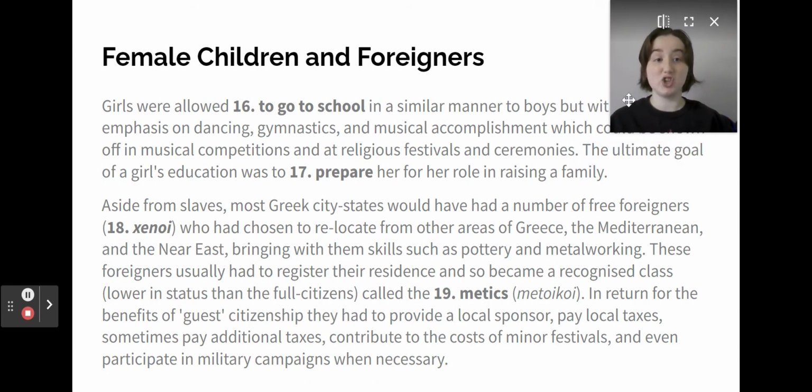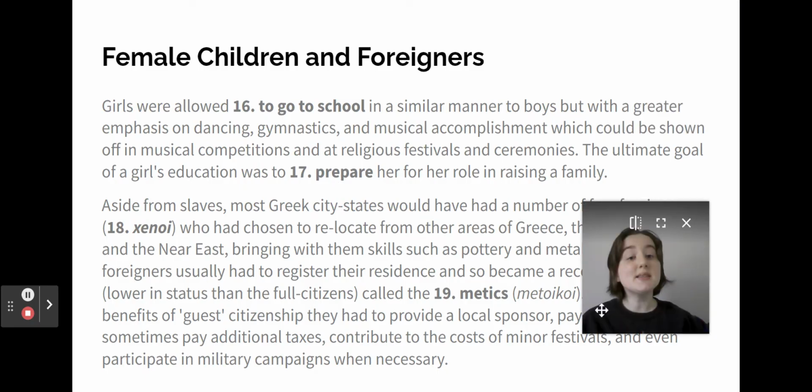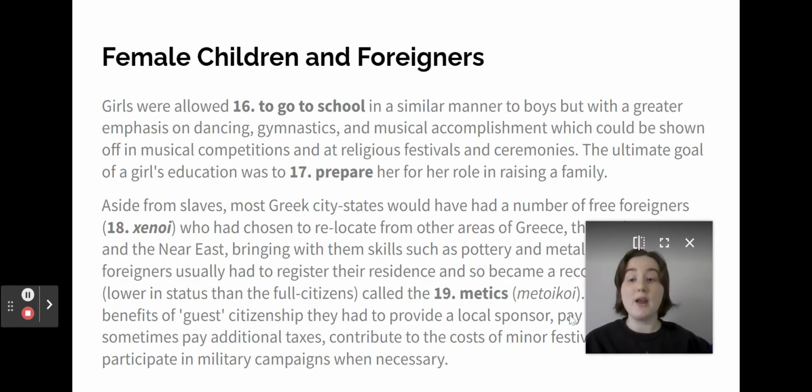So then we get to female children and foreigners. Remember, they are part of that group that will never become citizens. Girls were allowed to go to school in a similar manner to boys, but with greater emphasis on dancing, gymnastics, and musical accomplishment that could be shown off in musical competitions and at religious festivals and ceremonies. So they didn't really learn things like literature, math, and reading. The ultimate goal of a girl's education wasn't to have her have a job or to go to school, but it was to prepare her for her role in raising a family. So the only reason that a girl went to school was to help her become a mom.